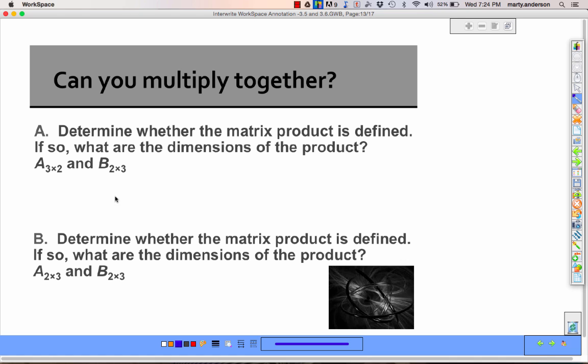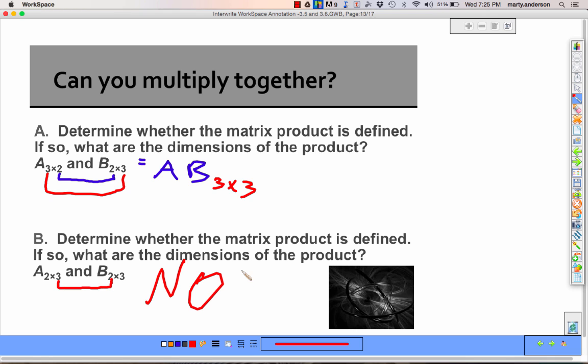So when I look here, determine whether the matrix product can be defined. If so, what are the dimensions? You have homework problems like this. I look at this and this. And if those are the same, the answer is yes, and I will end up with my answer being a 3 by 3. Down here, I look at this and this. This is a big, fat no. So first you have to determine if you can do it, and then you can figure out what the dimensions of the answer will be.